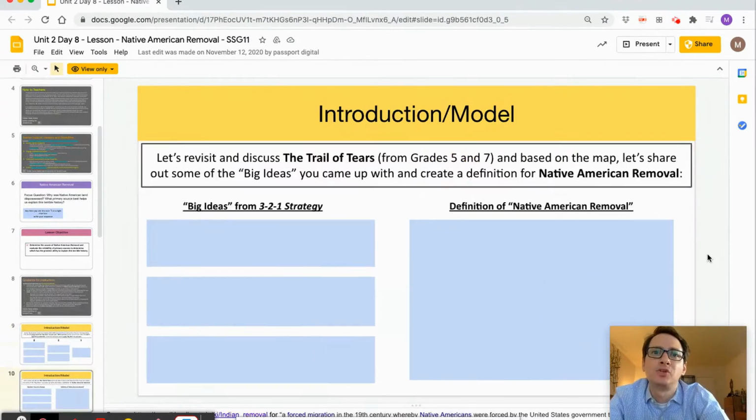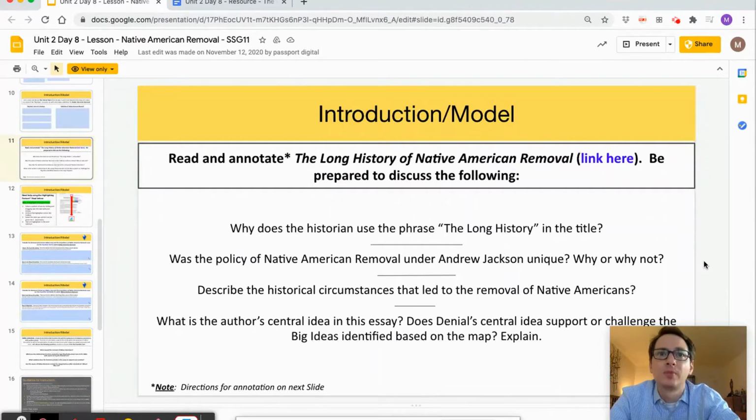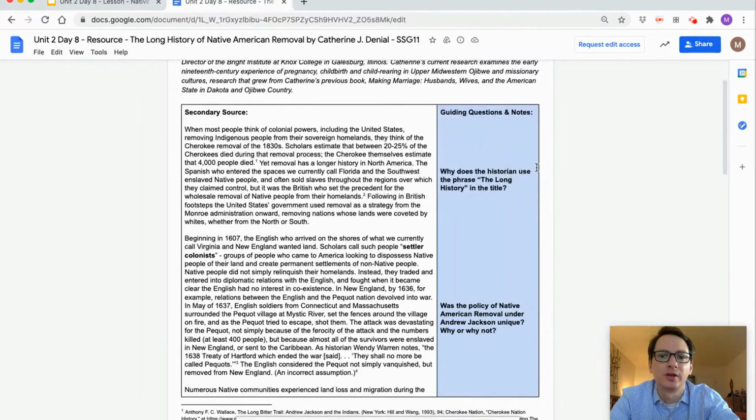The next step is to facilitate a whole class discussion where students share their big ideas and they record 3 that really resonated with them in the spaces provided here. And then they use that, plus their prior knowledge, plus the map, to create their own definition of Native American removal. From there, the students will read and annotate the long history of Native American removal, which we can actually see right here. And also you will notice that there are guiding questions in the margin on the right-hand side.